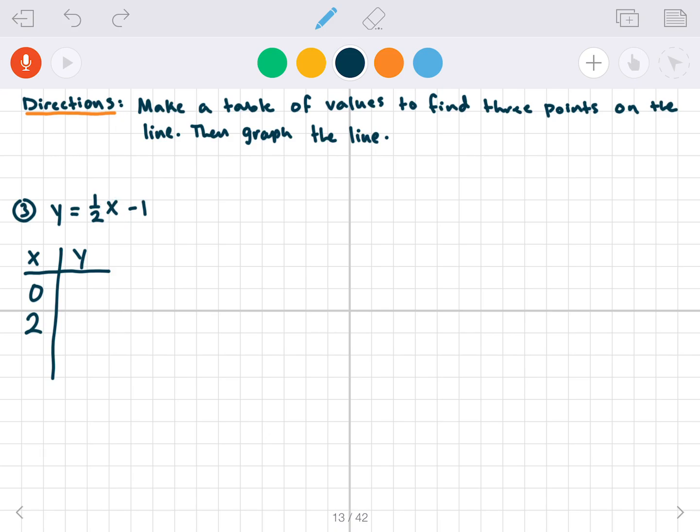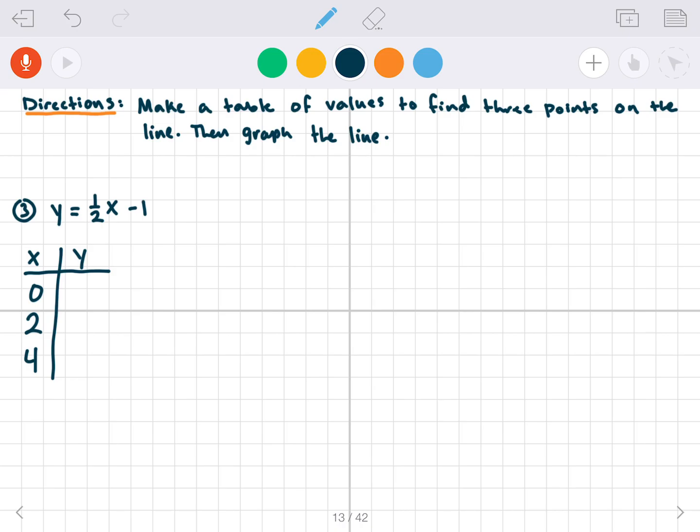Also, if I pick 3, that's going to give me a fraction, 1/2 times 3. But if I pick 4, that's going to clear the denominator. 4 divided by 2 is 2. So I'm going to pick x is 4 as well. So 0, 2, and 4 are good x values. No fractions. I'm trying not to get a y value with a fraction.